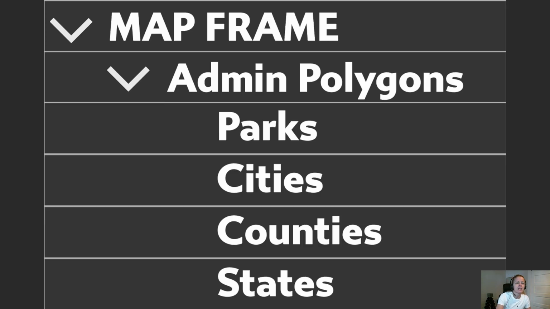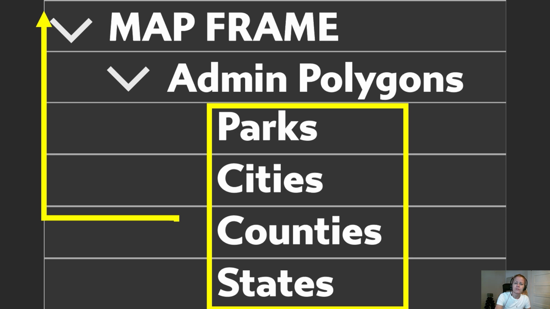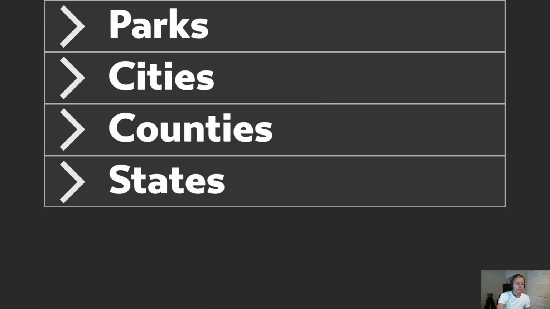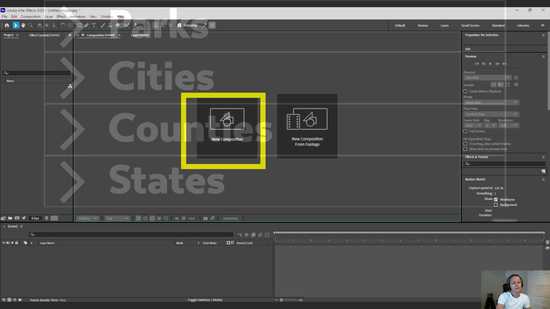But if I wanted the capacity to animate my parks, cities, counties, and states independently of one another, then in Illustrator, I would simply drag those artwork layers outside of their parent layers, leaving those parent layers empty and thus deleting them. And that would leave me with this layer structure in Illustrator.